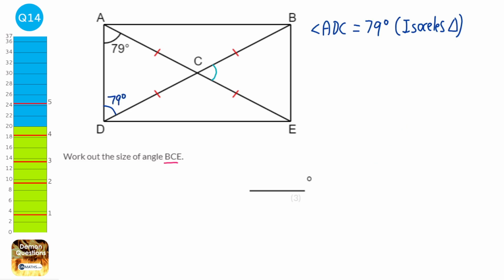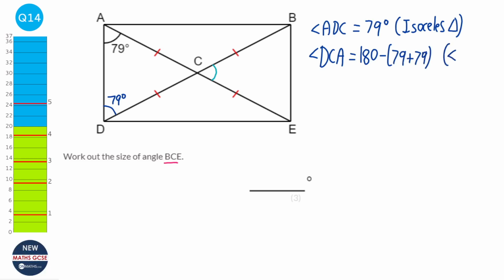Now we've got 2 of the 3 angles in the triangle, and the last one is going to be angle DCA. And to work out what this angle is, we're going to take it away from 180. So we're going to do 180, take away the 2 79s we've just worked out. And the reason for that is angles in a triangle equal 180 degrees. Okay, so when we do 180, take away the 158, we're left with 22 degrees. So we know that this is going to be 22 degrees.